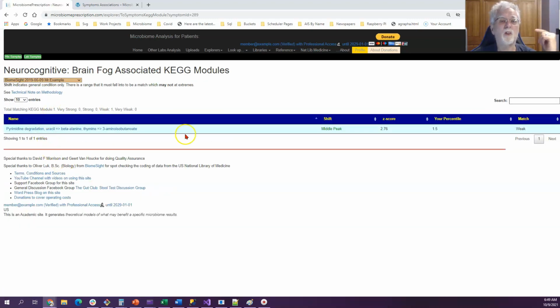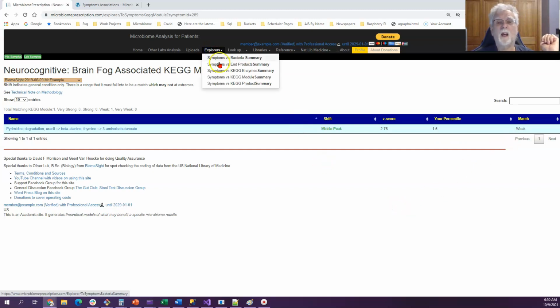Of the three relationships, one and only one is in this person's data. Basically, the person happens to be very low, in a middle peak. And if you go over here, you'll see that the Z-score means there's 2 standard deviations from it, so it's not very predictive.